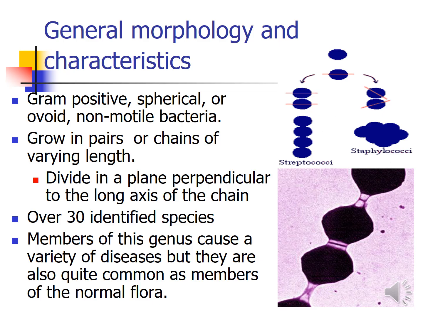So, the general morphology and characteristics. Gram-positive bacteria, spherical or ovoid in shape, non-motile. They grow in pairs or chains of various lengths, dividing in a plane perpendicular to the long axis of the chain. There are around 30 species identified. Members of this genus cause a variety of diseases, but they are also quite common as members of normal flora.